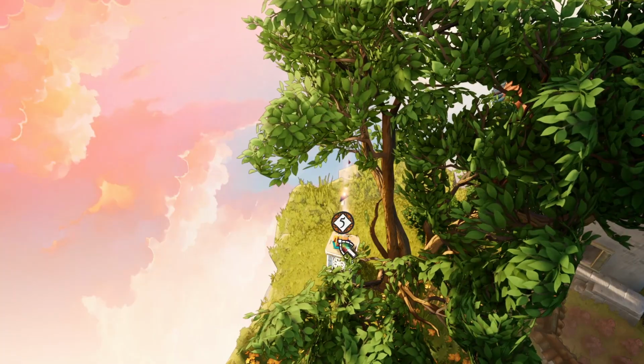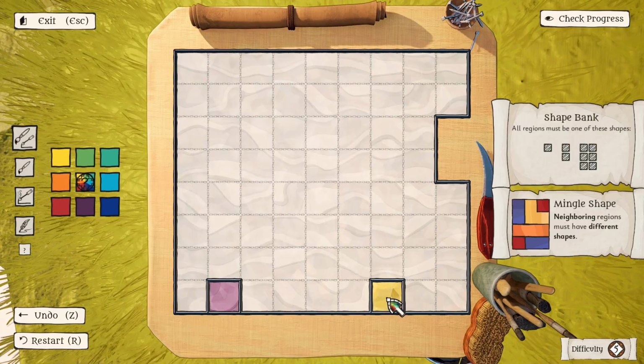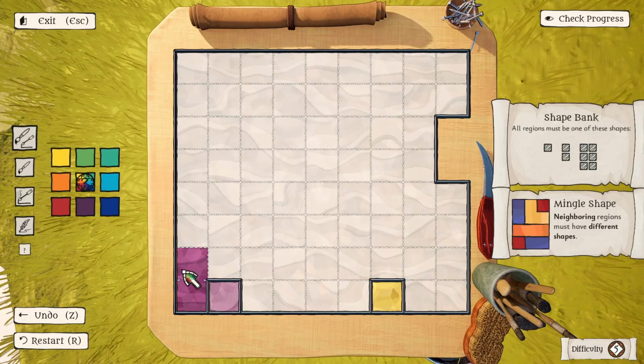We're going to do this one right now. Shape bank, 1s, 2s, and 6s. We got 1s and 1s. That has to be a 2. Yes, mingle shape is in effect here.